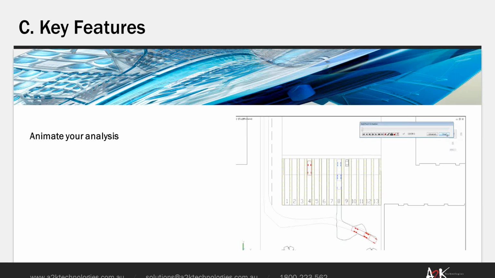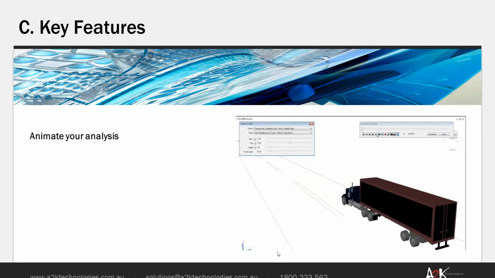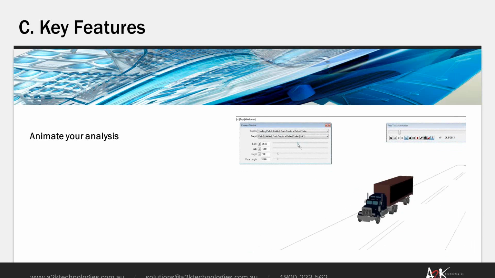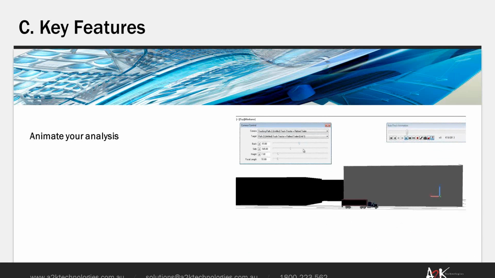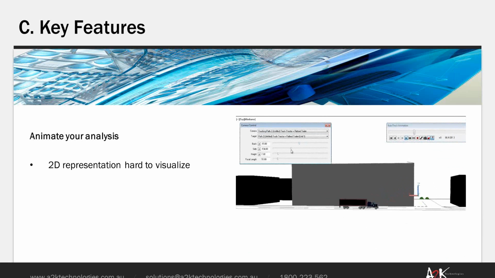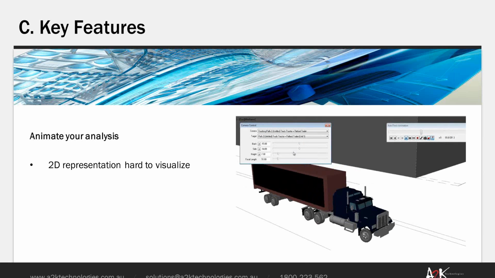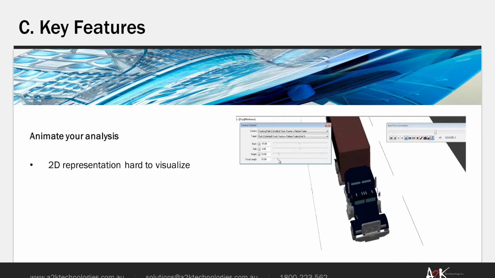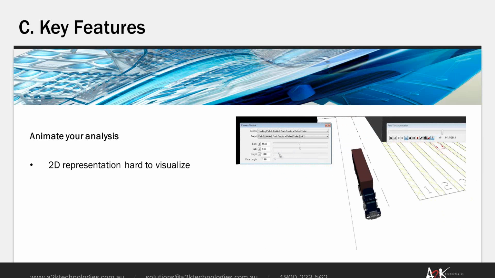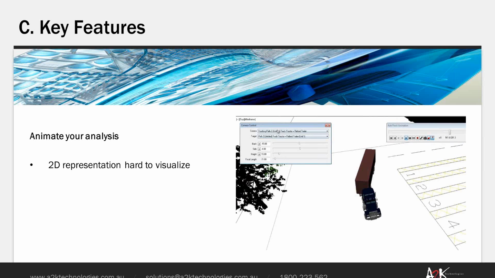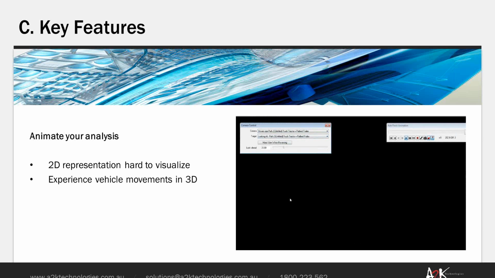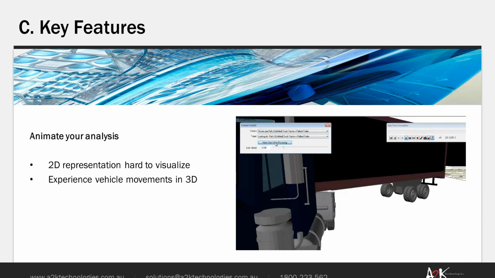Okay, the next part: animating your analysis. I've got a little video here as I talk. What I found, having used the program quite a lot myself, is that the 2D representation is hard to visualize. Our little animation here isn't too sophisticated. It doesn't really have a surface. All it's doing is driving along on a UCS of 0, basically a flat plane, so we can see what it is. So you can experience the vehicle movements in 3D.